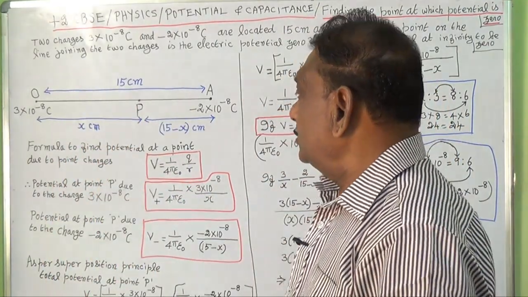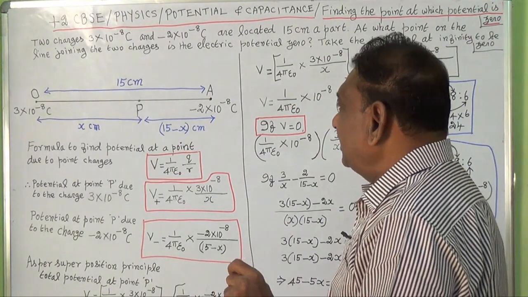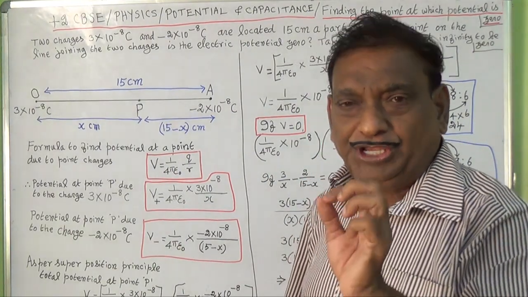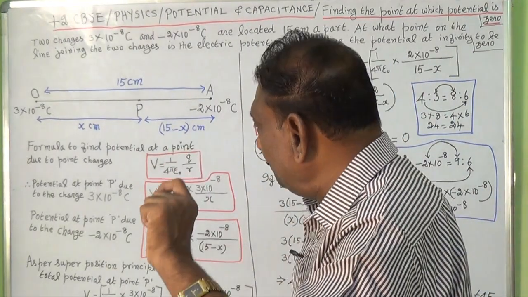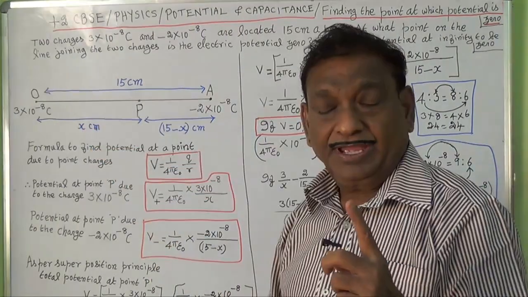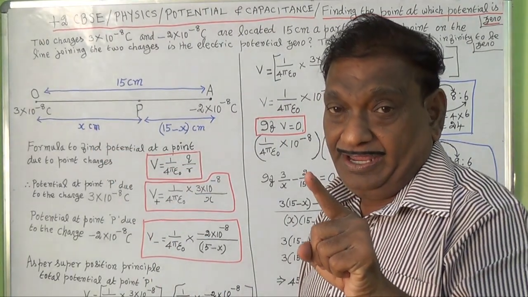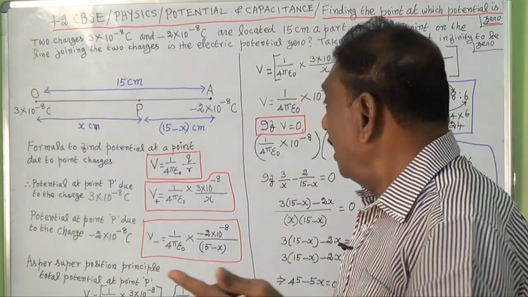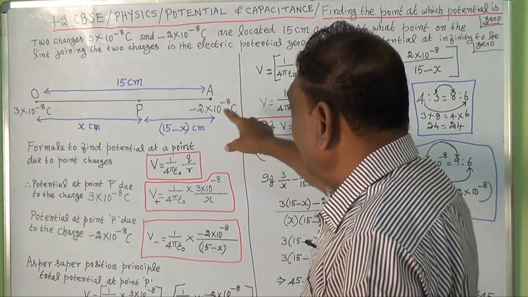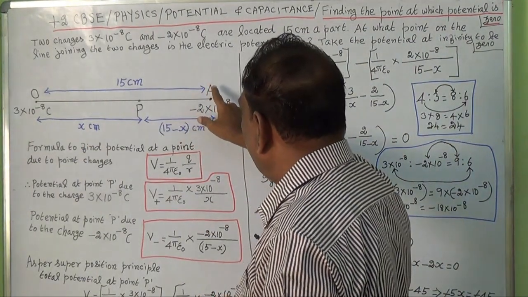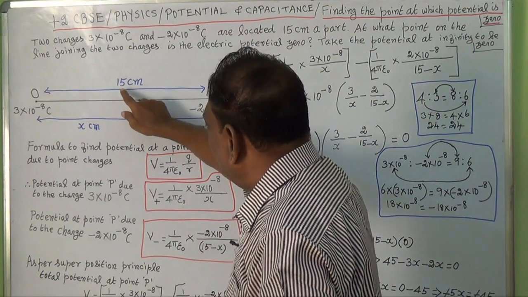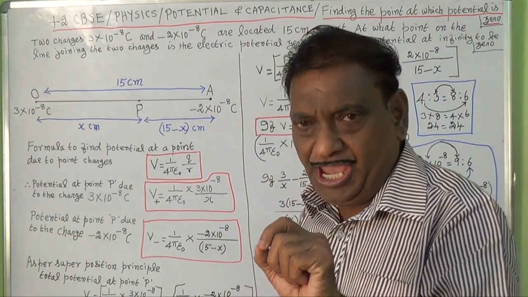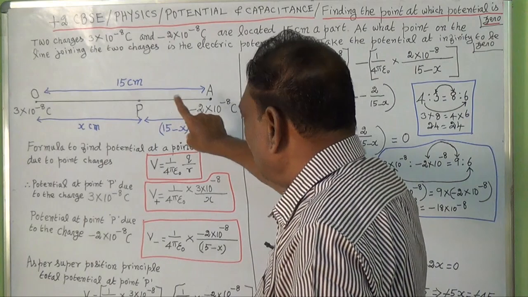So first of all, let us take the positive charge 3 into 10 to the power of minus 8 coulomb at the point O. Let us take the minus 2 into 10 to the power of minus 8 coulomb charge at the point A. The distance between the two charges is noted as 15 centimeter. Let us take one point P on the line joining the two charges.